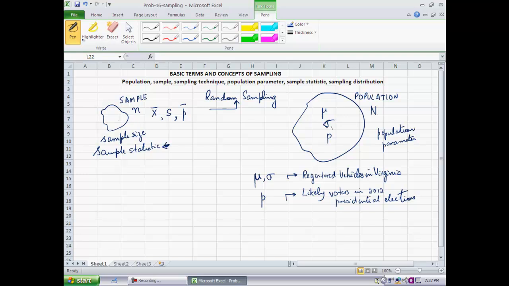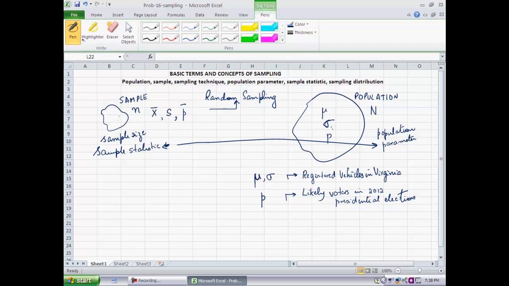Okay, so the basic process that one goes through when one uses sampling is to use sample statistics to infer population parameters. We use sample statistics to make inferences about population parameters. Now, once having realized that, there is another important distinction to understand, and that is that the population parameters mu, sigma and p, these are constants.